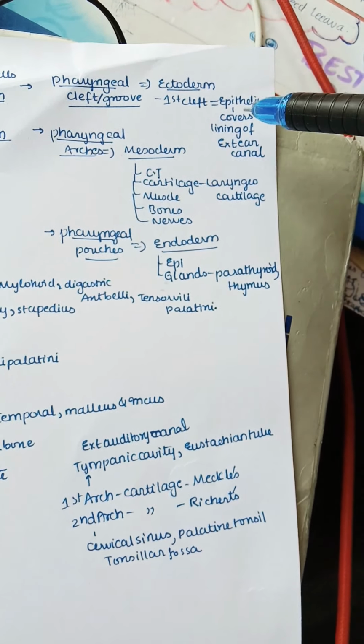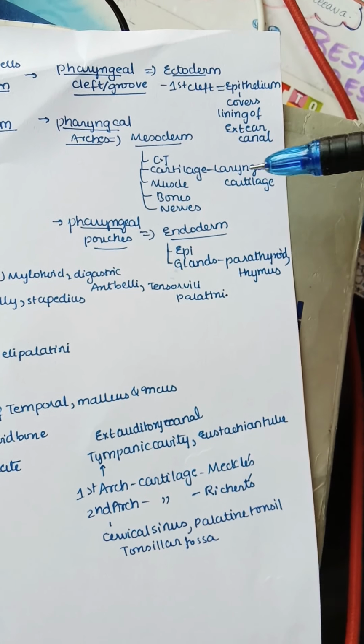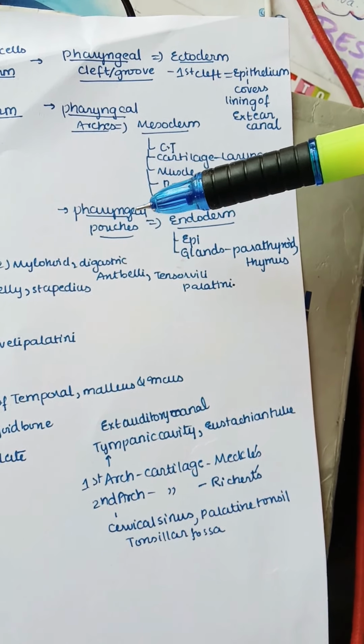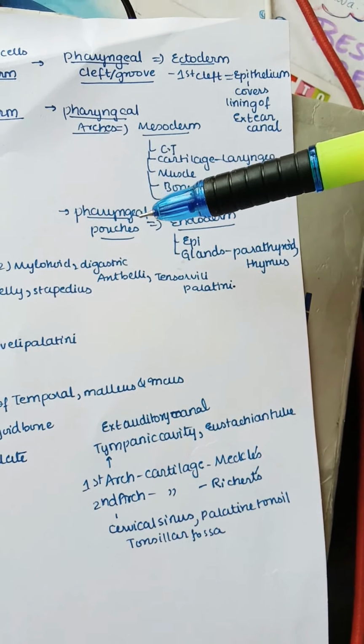Coming to the pharyngeal arches, these are mesodermal in origin. They give rise to connective tissue, cartilages, mainly laryngeal cartilage, muscles, bones, and also nerves. Next, coming to the pouches, they are endodermal in origin. They give rise to epithelium and glands, mainly glands like parathyroid, thymus, and thyroid. Let us see all those things in detail.